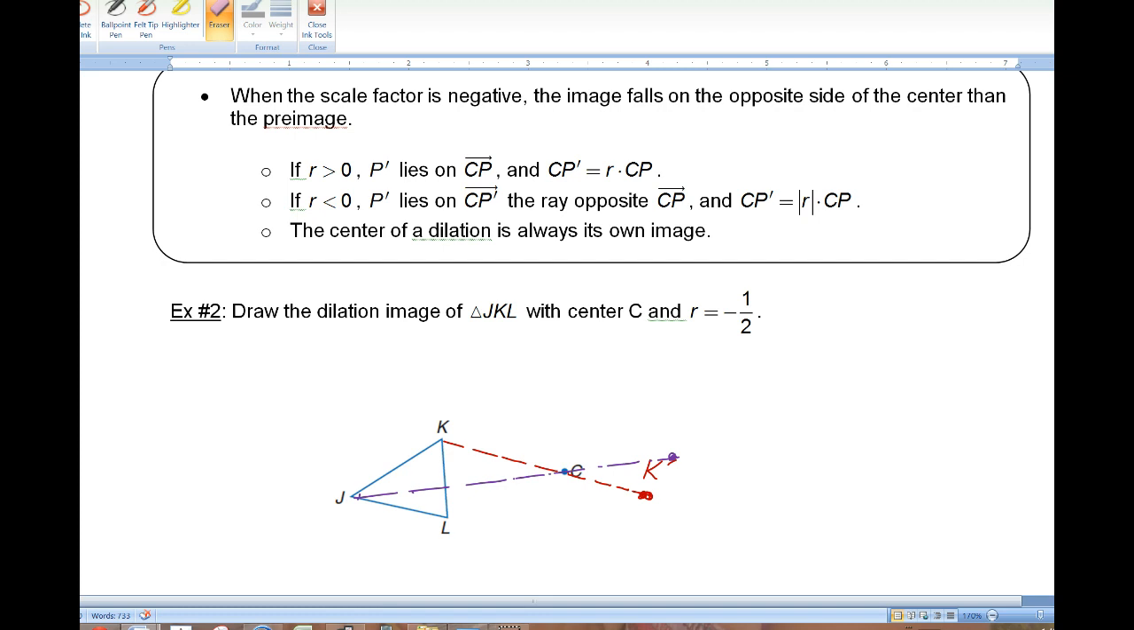Wait, Miss Casey, what would you do if it wasn't negative? On this one, you measure the length between J and C, and then extend it half of that length. So you measure the distance between J and C, and then cut it in half.